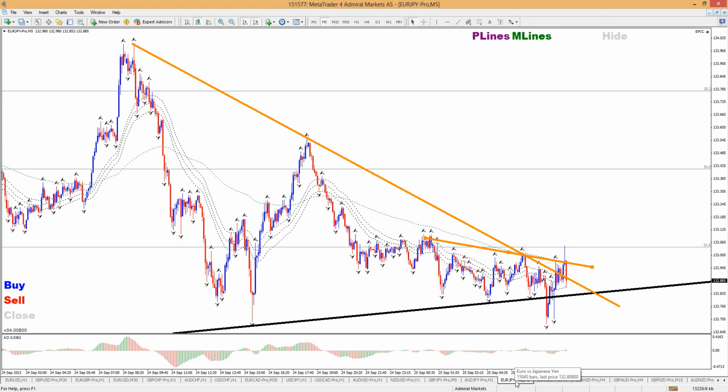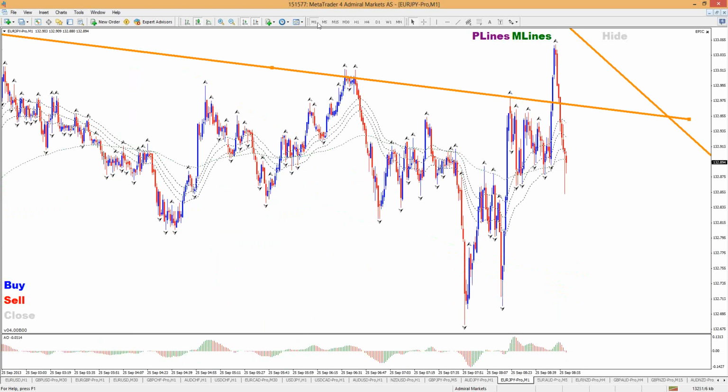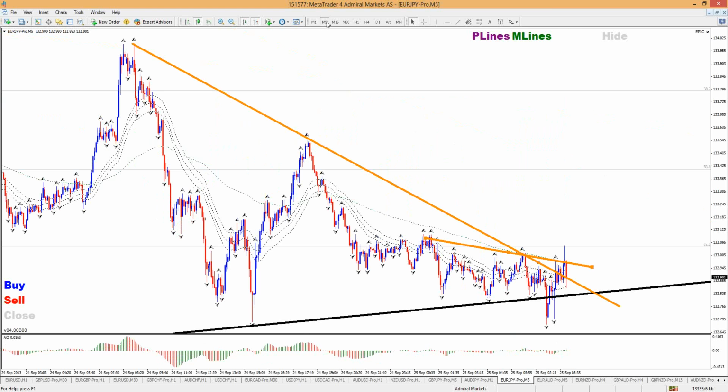Euro yen. Oof. Wow. Got a bit of a wick there, didn't it? On the 5-minute chart. Yikes. Not getting that follow through as yet. So it's good we were not trigger happy traders there, and we waited for the pullback continuation.